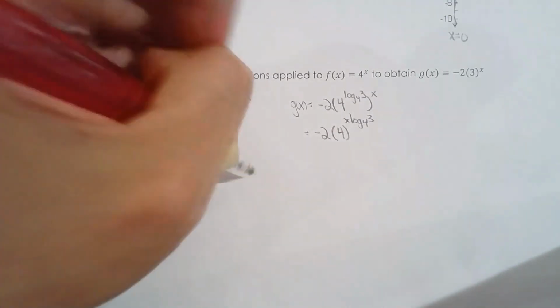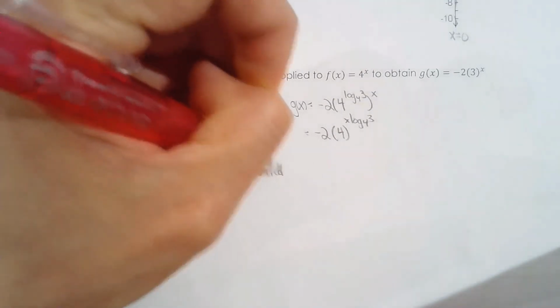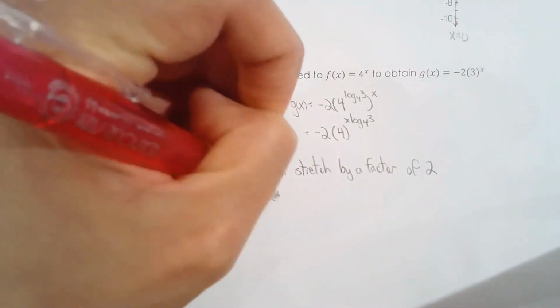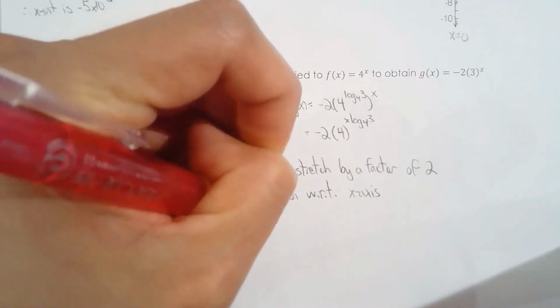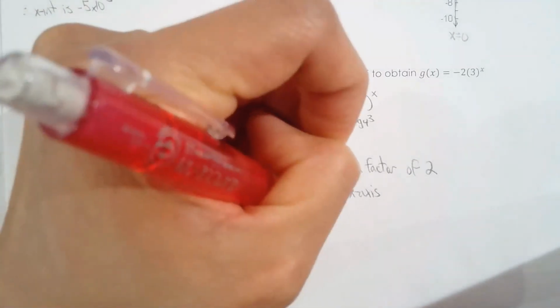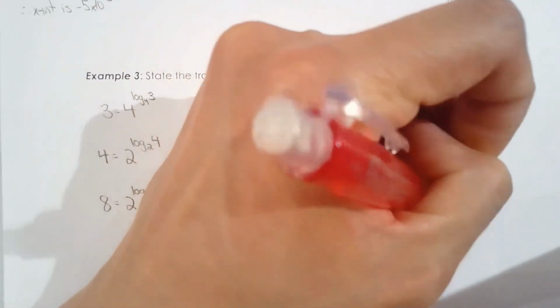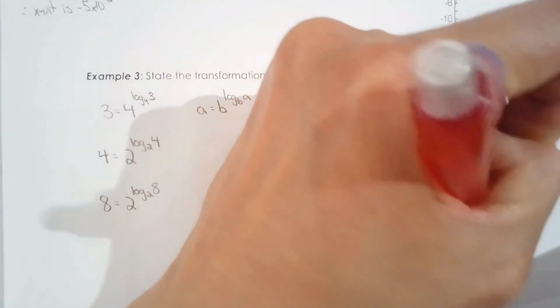Okay, so what are the transformations? Vertical stretch by a factor of 2. Reflection with respect to the x-axis. And horizontal stretch by a factor of the reciprocal, which is 1 over log base 4 of 3.